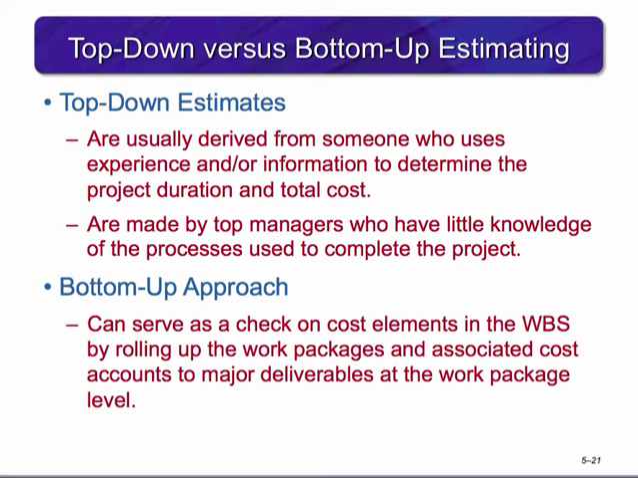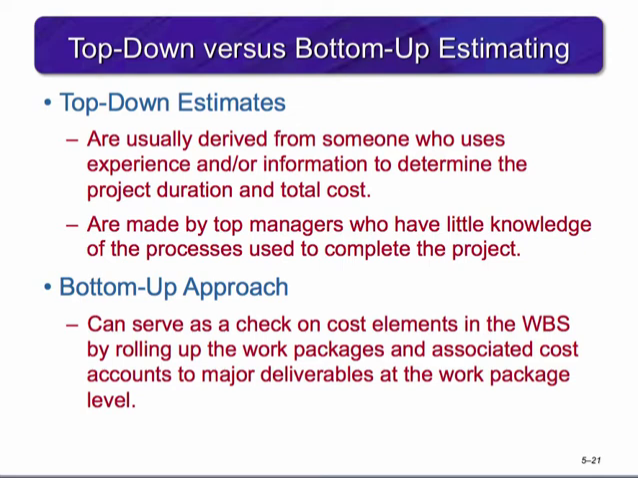An organization may choose to use a top-down or macro method, or they may choose to use the bottom-up or micro method. It's important to understand the differences between the two. Top-down estimates are usually derived by using a group of people who use prior experience and information to determine the estimated duration and cost. However, these estimates are sometimes made by top managers who have little knowledge of the processes needed to complete the project. The fact that the estimate came from the top can influence people responsible to do what it takes to make the estimate.